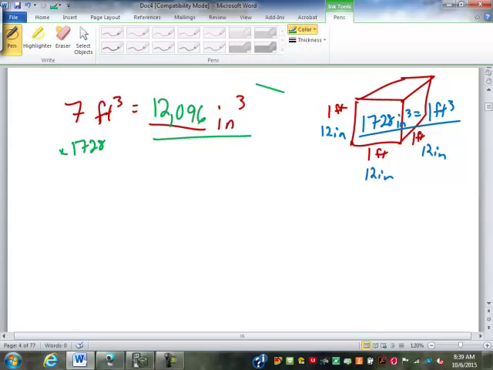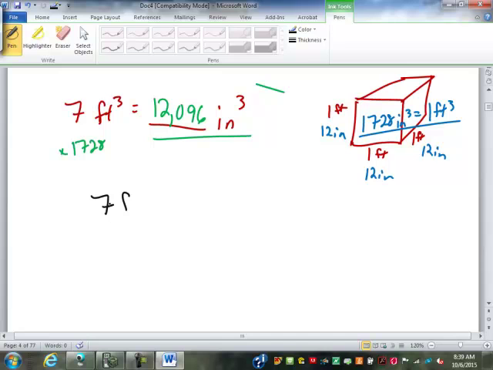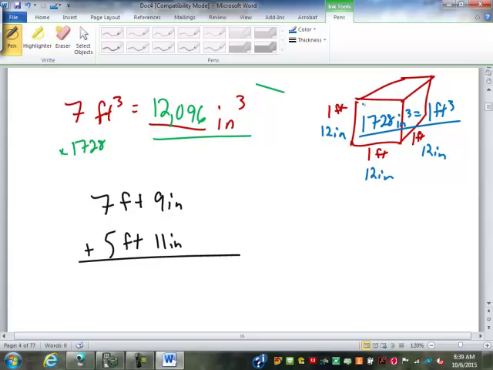How about this? How do we add those? Do you remember? We start on the right, work our way back to the left. 9 inches plus 11 inches is 20 inches, which is 1 foot and 8 inches. Keep the 8, carry the 1 foot. 1 and 7 is 8, plus 5 is 13 feet.